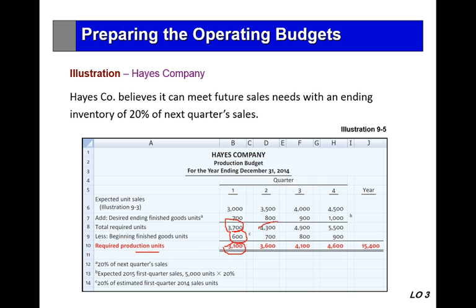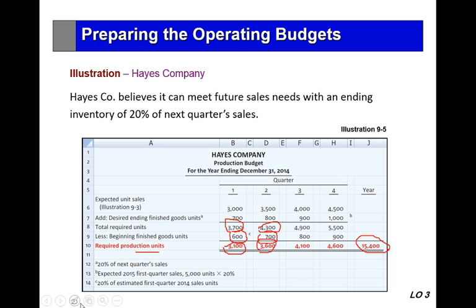Here we have 4,300 required for the second quarter, and we have 700 from the previous quarter already produced. Then we have 4,300 minus 700 units, which equals 3,600 we must produce, and so on. 4,100, 4,600. If we add 3,100, 3,600, 4,100, 4,600, we have 15,400 units we must produce in the year of 2014.